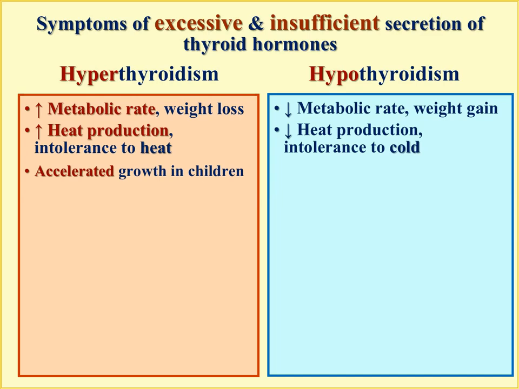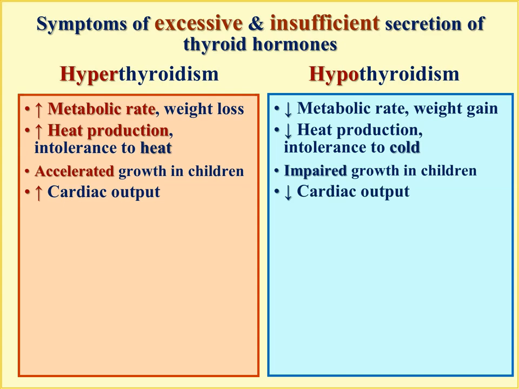Then, if we switch to children and teenagers, there is accelerated growth, with bones growing faster in children, and impaired growth in children, depending on the level of thyroid hormones. Growth is accelerated with excess of thyroid hormones, and impaired, decreased growth occurs in hypothyroidism. Then, cardiac output: due to the permissive effect, due to higher sensitivity of beta-adrenergic receptors, tachycardia is characteristic for hyperthyroidism, and higher cardiac output. And the opposite for hypothyroidism: decreased cardiac output, and maybe bradycardia is more characteristic.